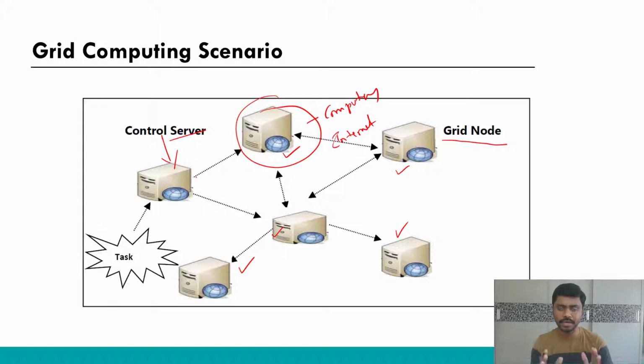But anyway, don't worry, we have to discuss a lot on grid computing. I just want to make you understand pictorially. So this is how grid computing exists. A lot of computers are connected with each other via the internet to solve a complex problem. So this is what the definition says.